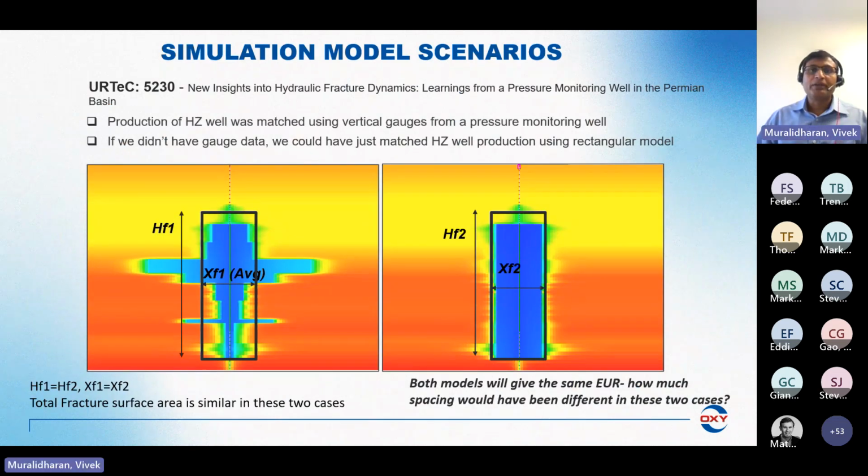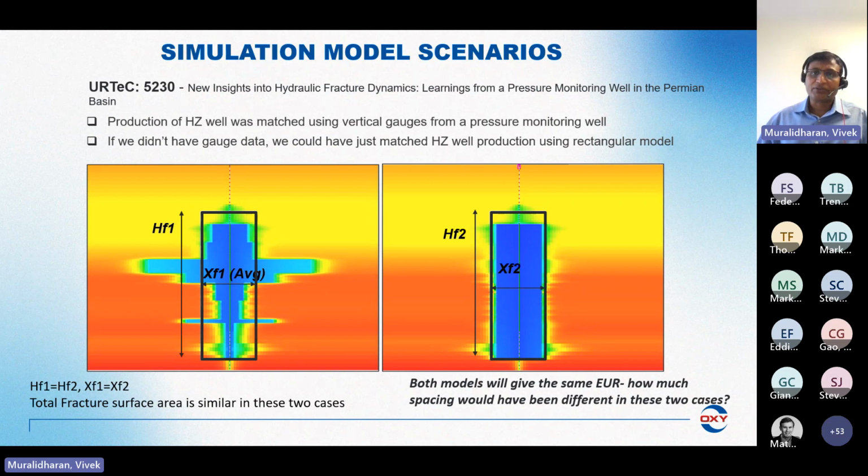A couple of years ago, we published a paper using a pressure monitoring well in the Permian Basin to come up with an understanding of the fracture height, and also how the fracture shape is different, based on modeling all of those monitoring well pressures. We drilled a brand new monitoring well after 3 years of horizontal well production. We put that monitoring well 100 feet from the horizontal well, and we put 10 gauges from below the formation all the way to the top, a big spread across all of those 10 gauges. And we got the pressure.